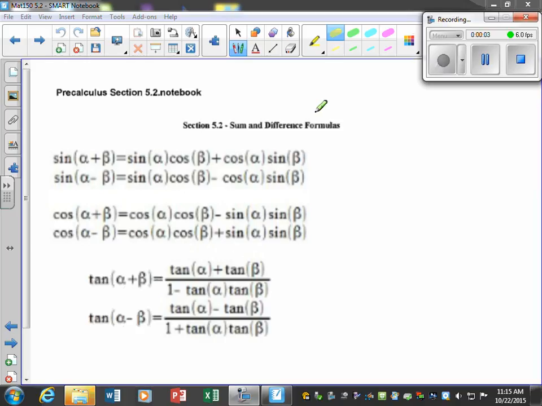Okay, in this section we're going to be doing sum and difference formulas. If you don't have the printout of the formulas, go ahead and take a minute to write these down. We're going to be using these today with our problems.